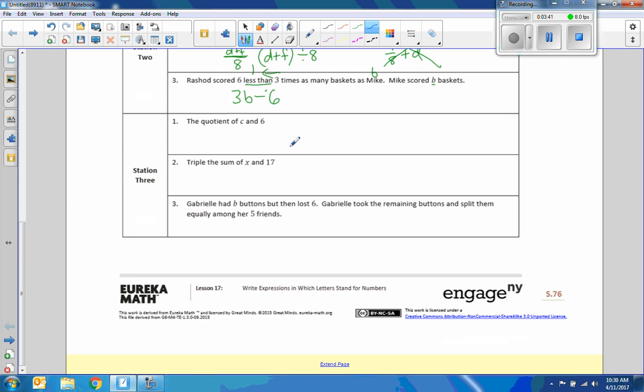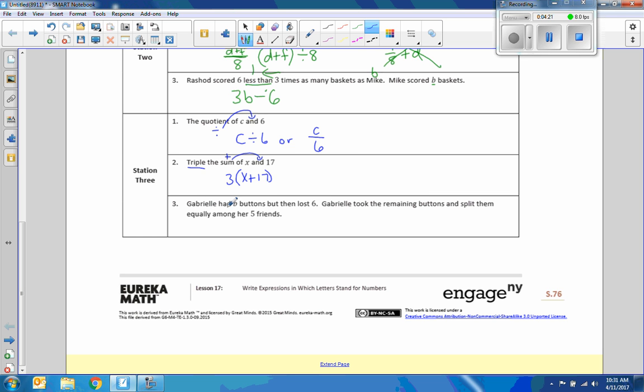Okay, station 3, the quotient, and that's where the division symbol goes, C divided by 6, or C over 6. Triple, that means times 3, the sum of x and 17. Triple the sum. Sum means to add, it goes where the and is, so it's x plus 17, and it says to triple the sum. It doesn't say to triple x, it doesn't say to triple 17, it says to triple the sum. So I need a parenthesis.